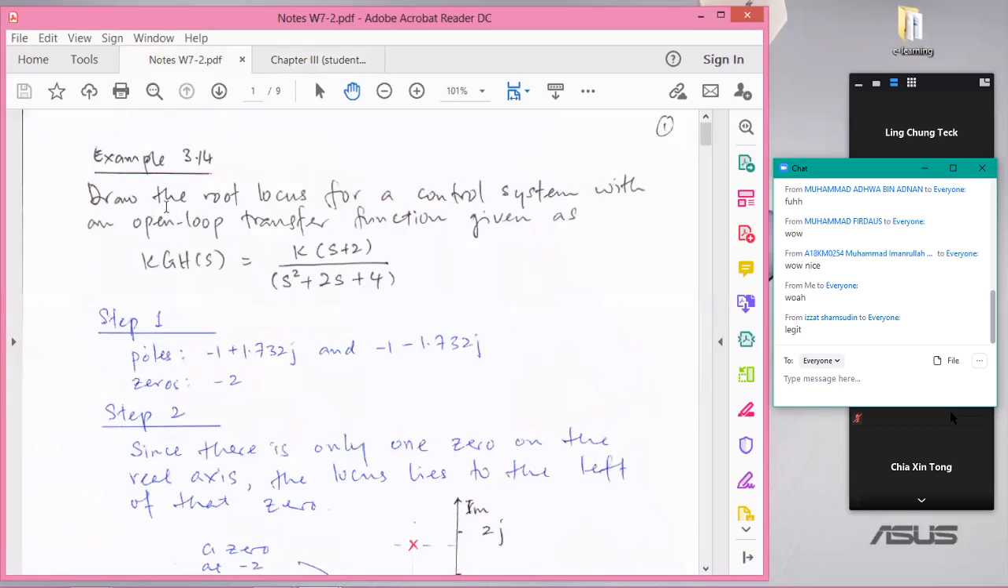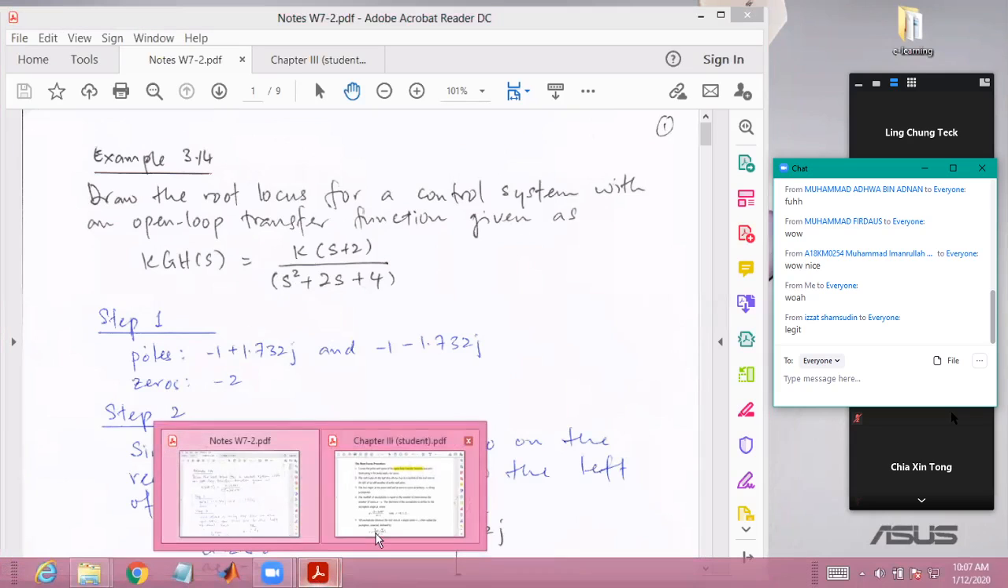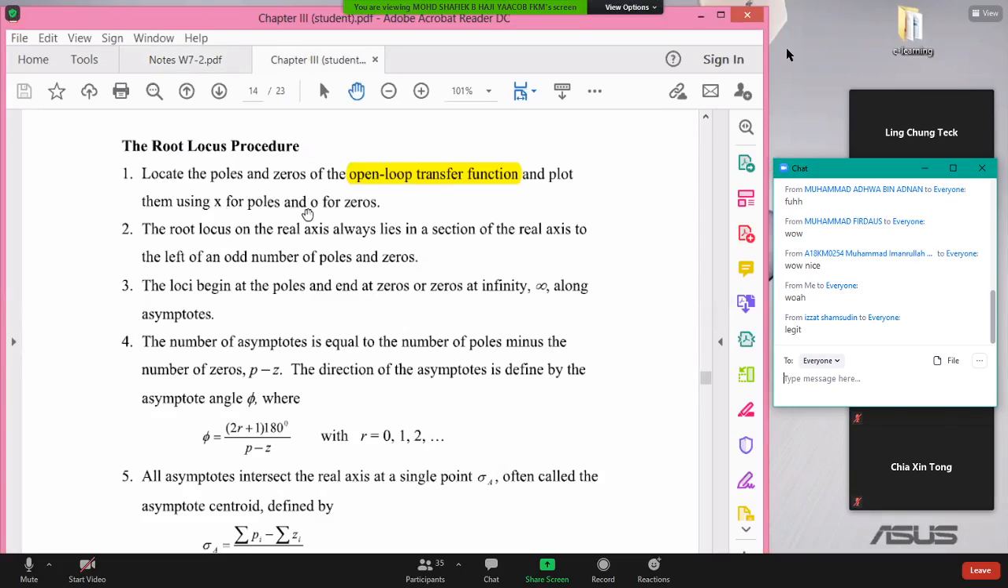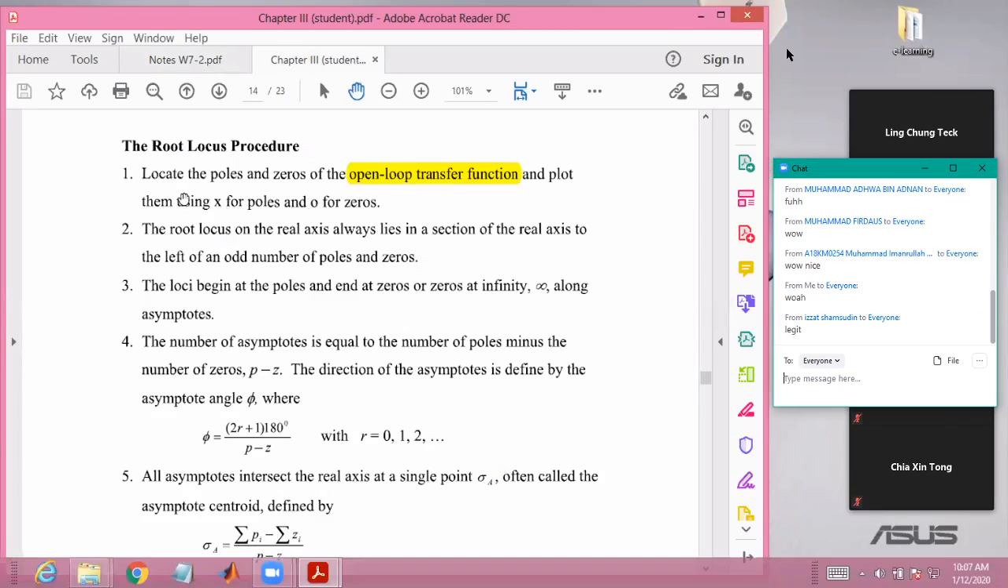It says, draw the locus diagram for a control system with the open loop transfer function given as below. So you are already given this open loop transfer function. If you are given the closed loop system, you need to extract this open loop transfer function from that closed loop system. We are going to use the open loop transfer function to help us draw the root locus diagram for the closed loop system. So we need to go back to our steps. The first one is always to locate the poles and zeros and use X for poles and O for zeros.